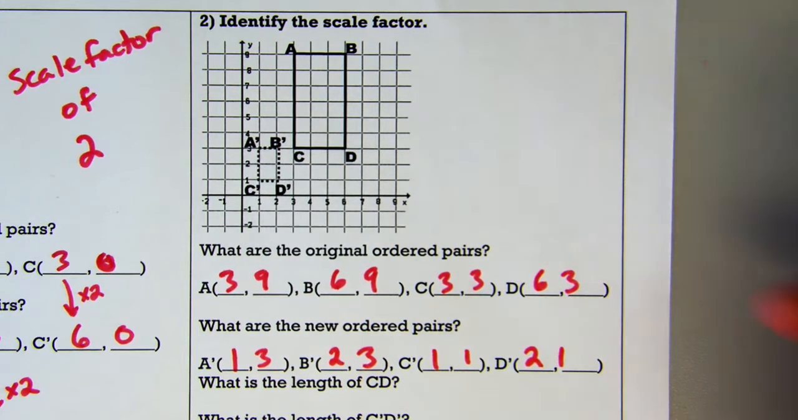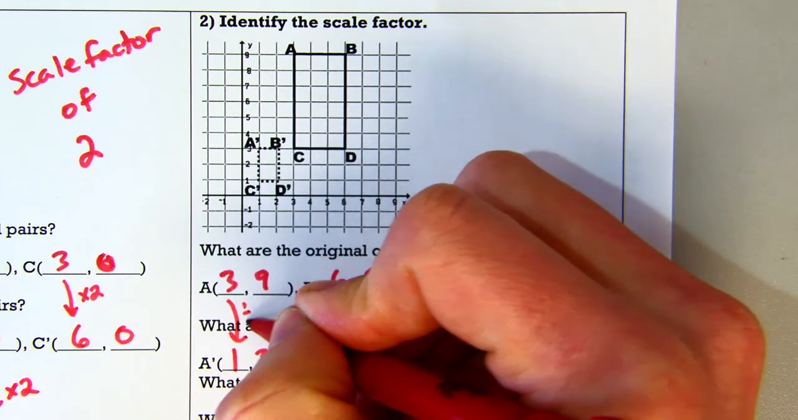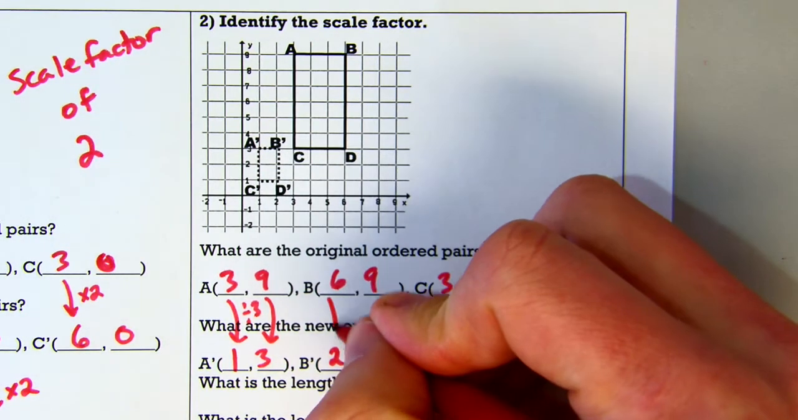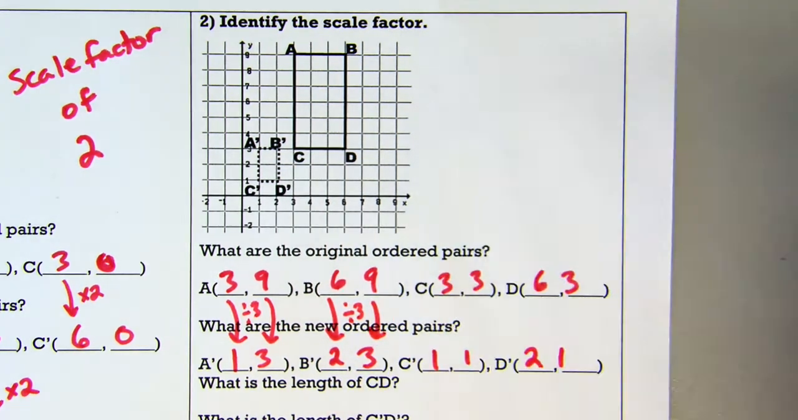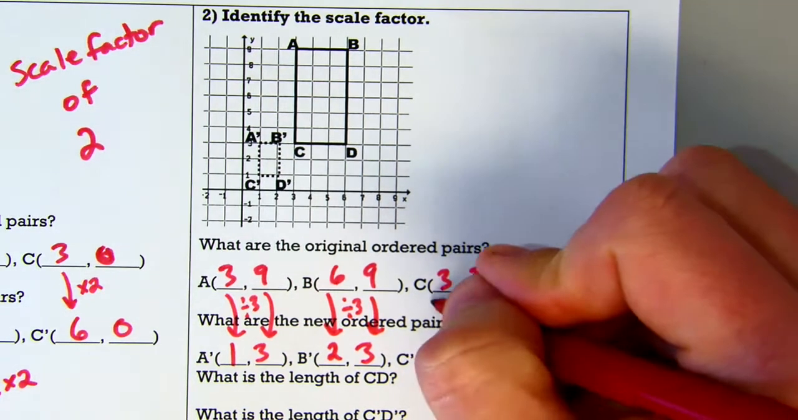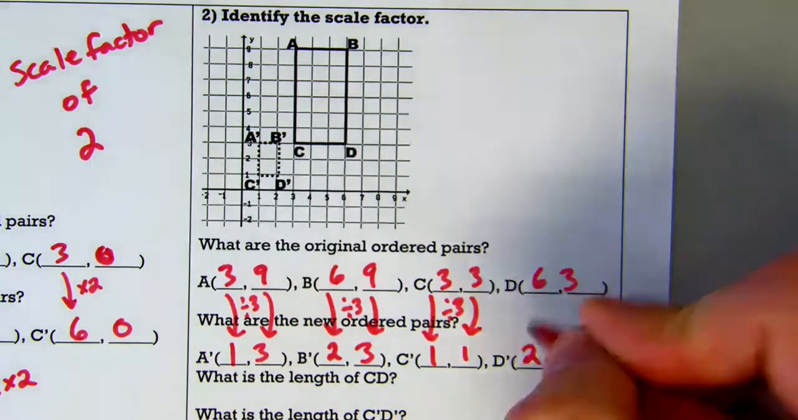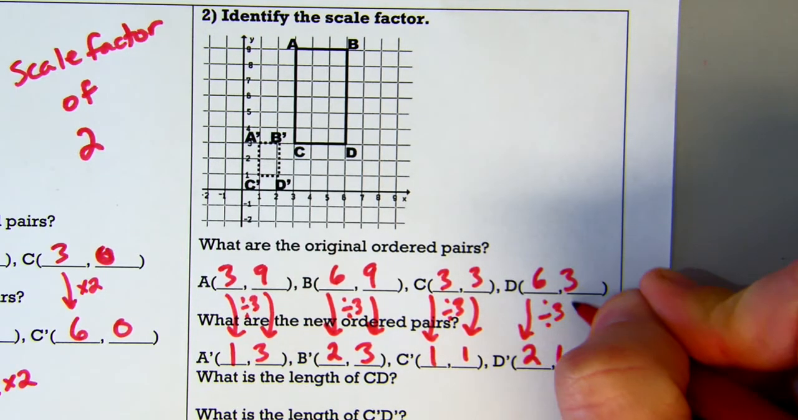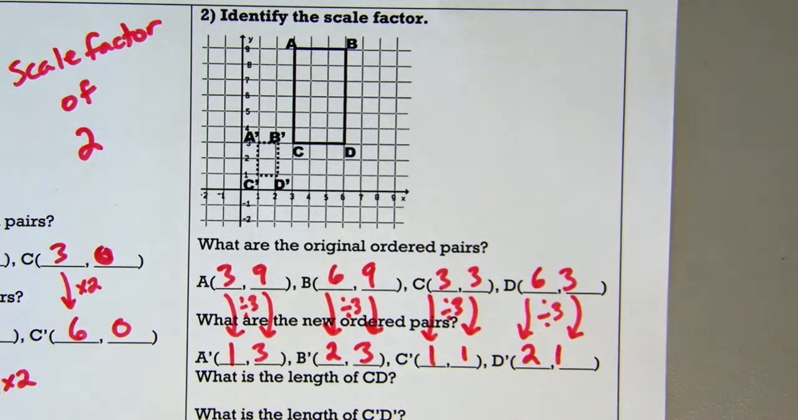Now let's see what happens. To get from 3 to 1, it looks like I divide by 3. Same goes for my 9 to 3. To get from 6 to 2, I'm dividing by 3. Same for 9 to 3. To get from 3 to 1, same thing, I'm dividing by 3. And to get from 6 to 2 and 3 to 1, I'm dividing by 3. So in this case, you can see I'm dividing by 3 every single time.